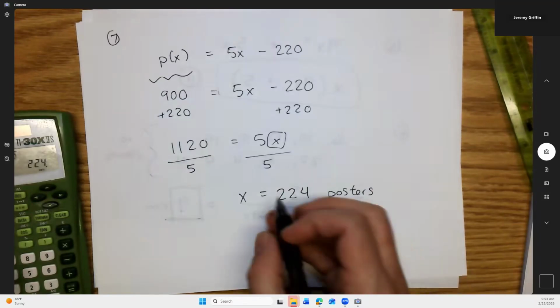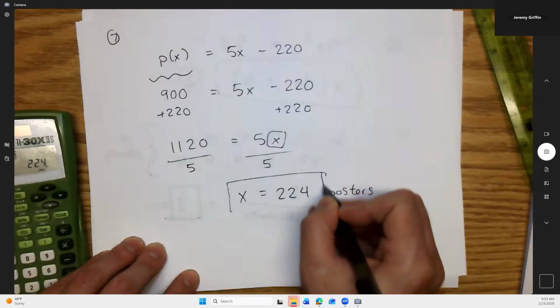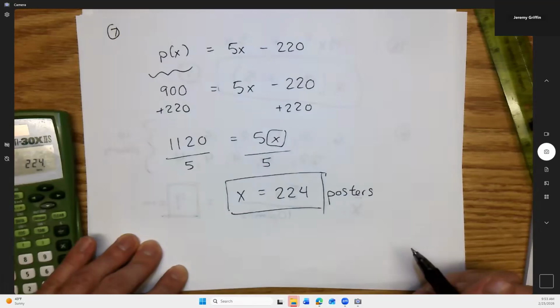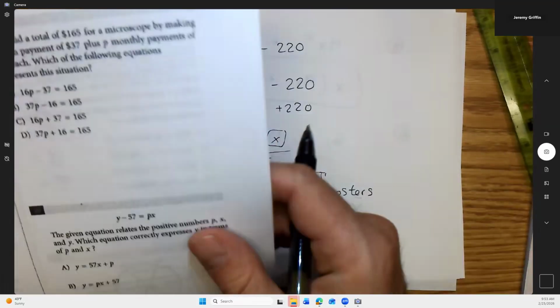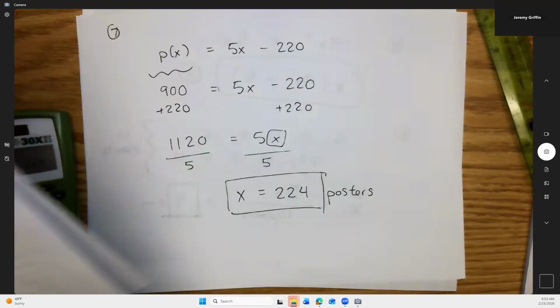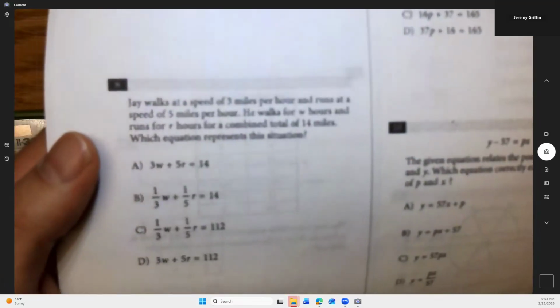Yeah, the answer is 224. I'm looking at the answer key. So you just had to write down the number 224. Okay. All right, you guys got 224? Yeah. Okay. Number 8.